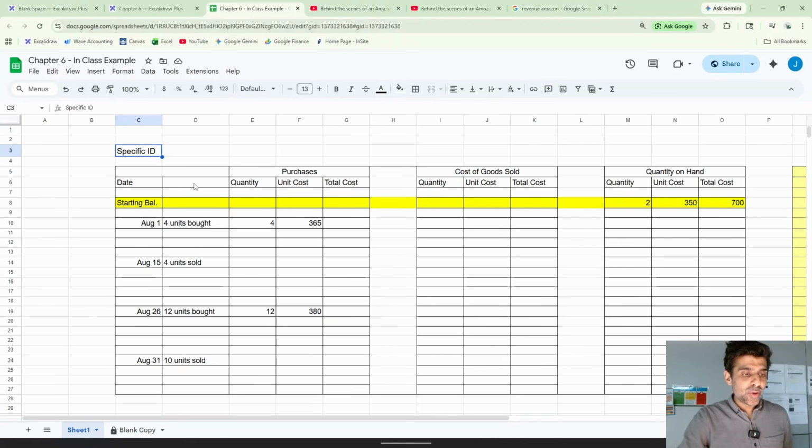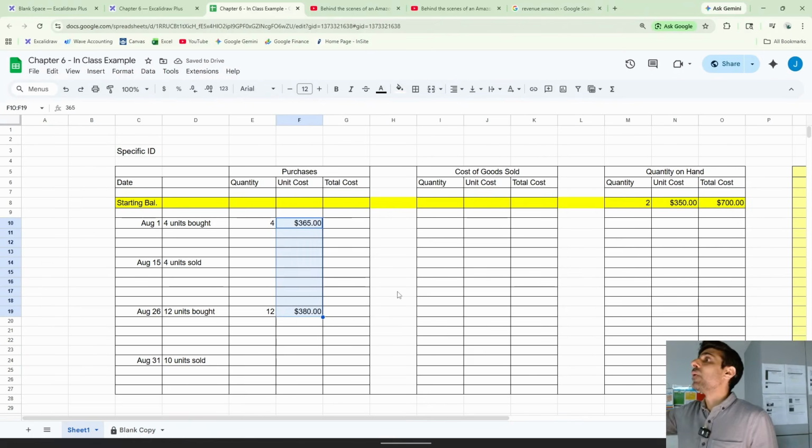So the first one, we're going to use specific identification. We bought 4 units. You can see here we have a starting balance of 2 units. The unit cost is 350, so the total value is 700, and of course, the math is 2 units times $350. Again, these are dollar amounts, so I'll make that clear. This is just an example, and then we're going to do an actual problem, which you guys will do. I'm just going to do this on the board quickly, and then we're going to do a problem together.